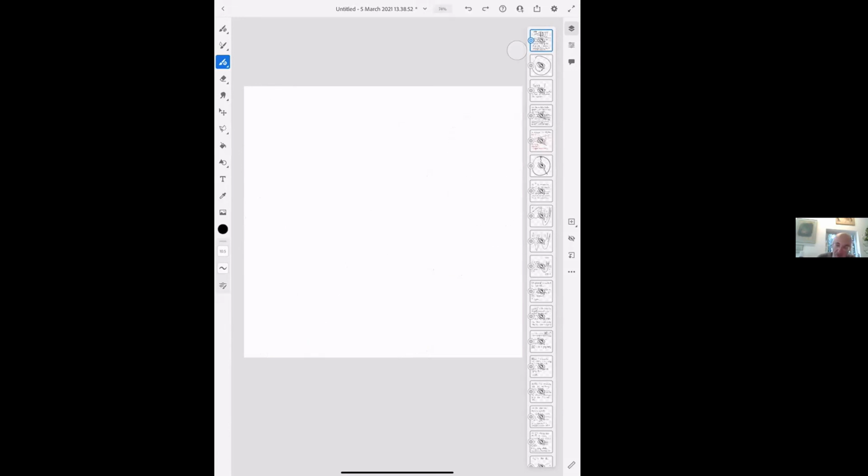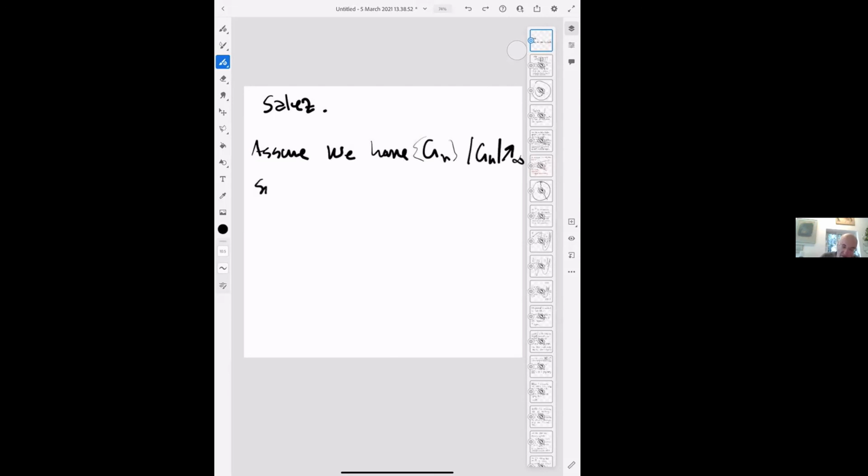So I want to just follow the Salez trick. Assume, let's simplify, we have a sequence Gn with Gn going to infinity, such that all induced balls are expanders.